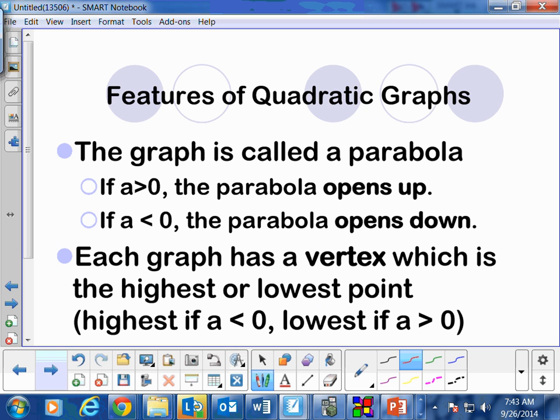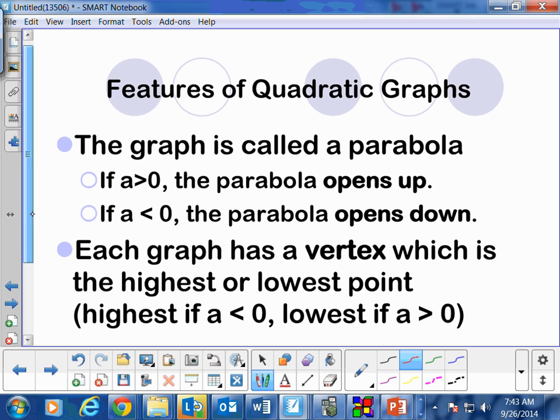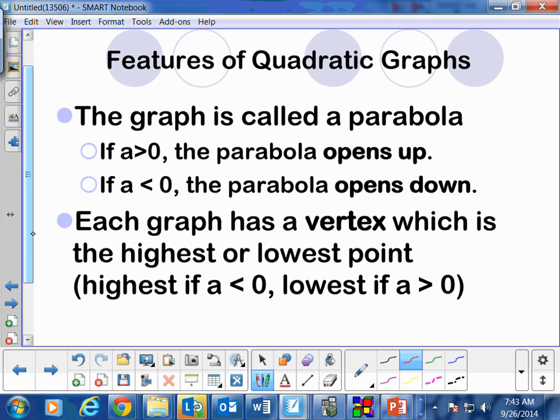And again, I'm expecting for you to write all this. Features of quadratic graphs. Now, the graph is called a parabola. So if a is greater than 0, the parabola opens up. That's one thing you've got to memorize. And if a is less than 0, the parabola opens down. So you also want to know that part of it as well. So again, write all this down. It will help you in memorizing.